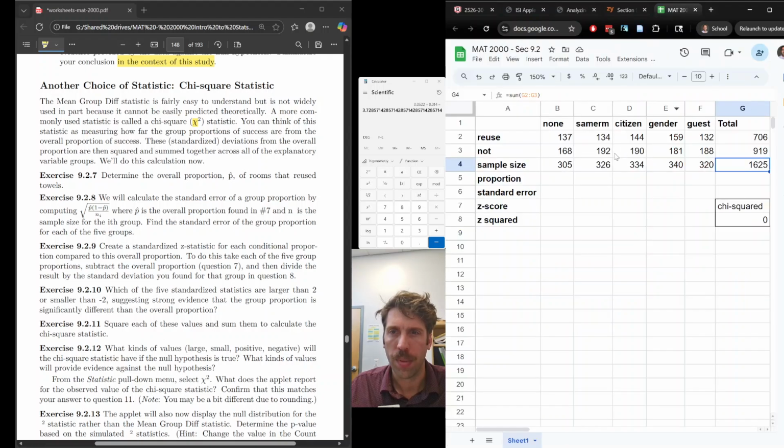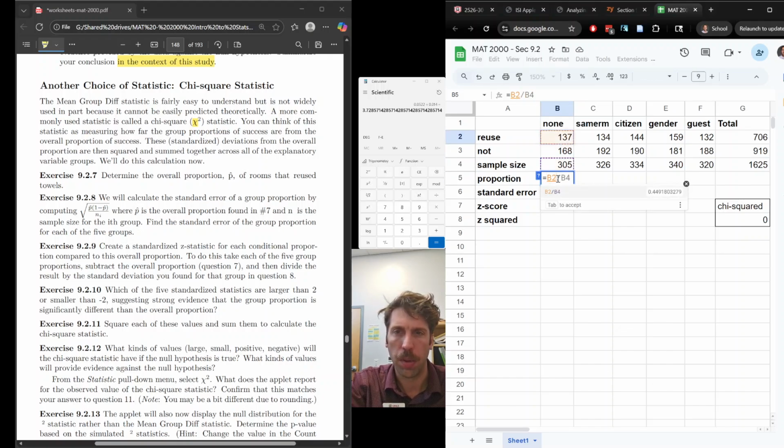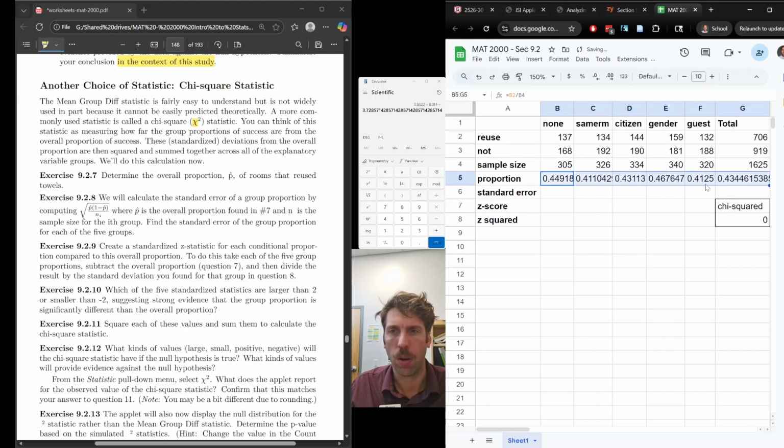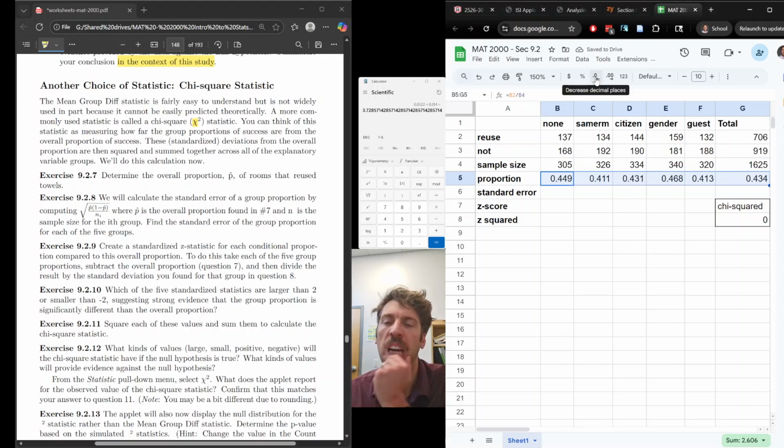All right. Now I want the calculated proportions. So the calculated proportion of reuse is going to be reuse divided by, and then click B4. There we go. And then I go down to the bottom right here, click and drag, and I'm going to go all the way including the total. And then there's a lot of decimals I don't need that are making things hard to see, so I'll go down to 3 decimal places. Okay, so there we are.